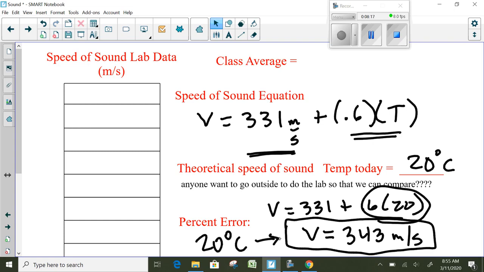If you're ever doing a problem and it doesn't stipulate what the temperature is, assume it's 20 and the speed of sound will be 343 meters per second. That's a number you need to know. We went into the lab and tried to get the speed of sound using the echo technique, and the kids came up with very, very close numbers to 343. We calculated percent error, and it's very, very small. So this equation right here is a key equation you want to write down.